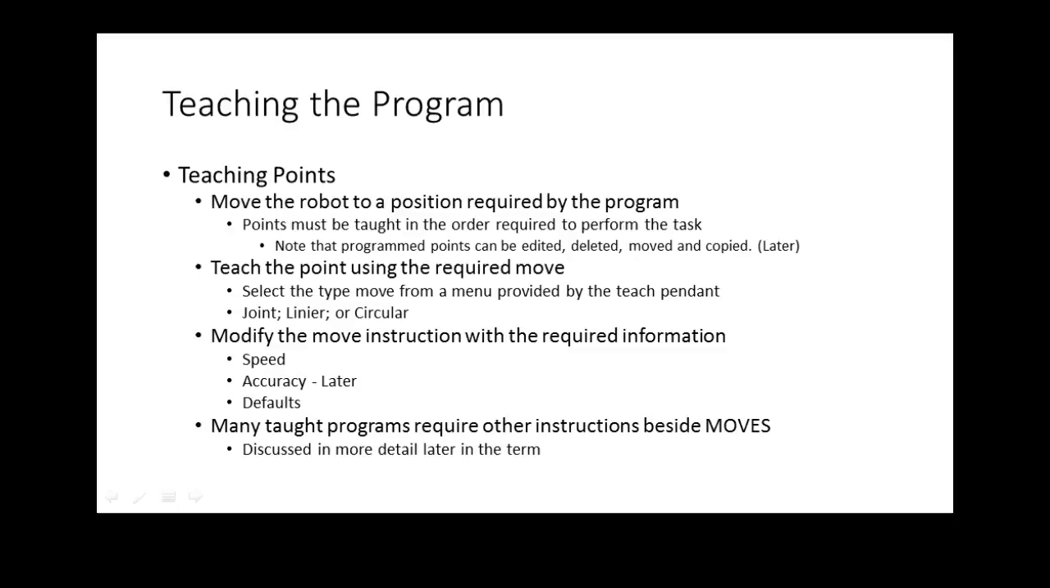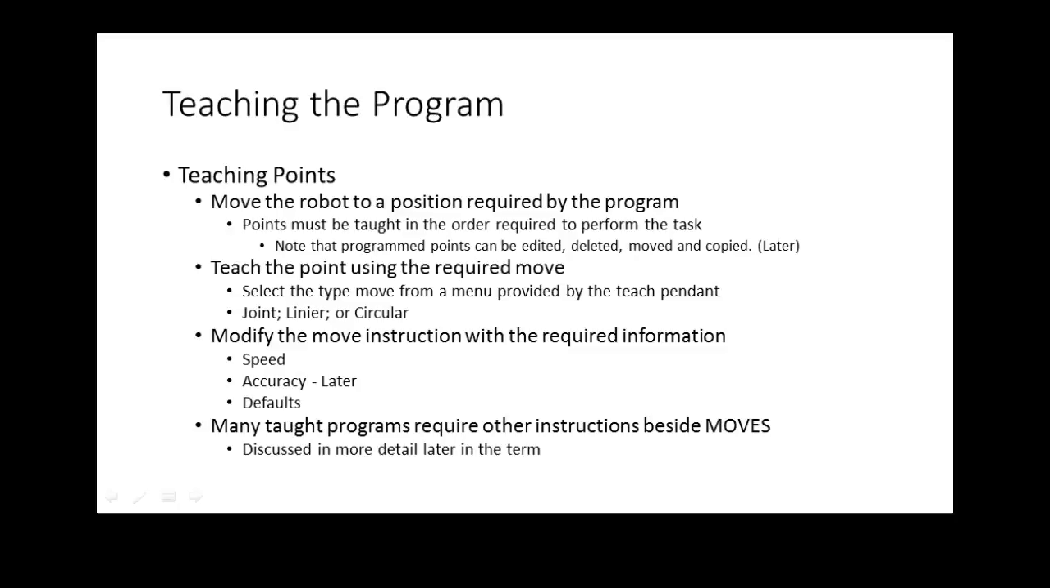So teaching points: move the robot to a position required by the program. Programs must be taught in order to perform a task, right? So that's what y'all are fixing to do. You're fixing to teach points. Teaching points is probably one of the easiest things you do on the robot as far as just selecting how you teach a point. You're going to be able to select at least 3 different move instructions. What are 3 move instructions? Joint, linear, circular. Don't get joint move and joint jog confused with each other.